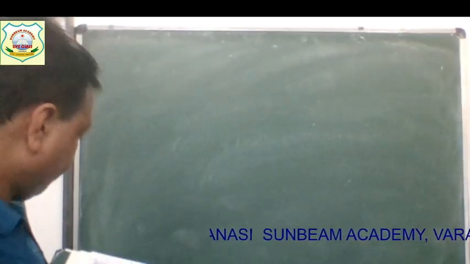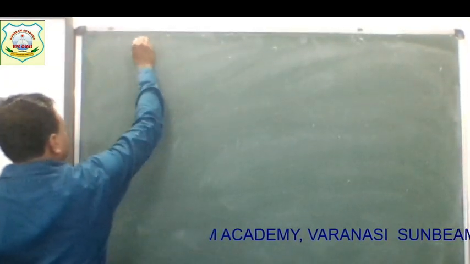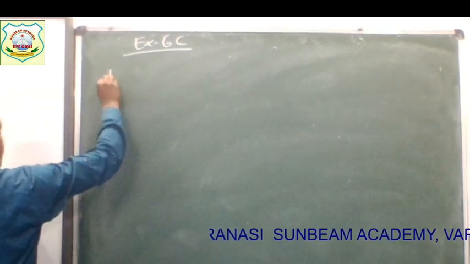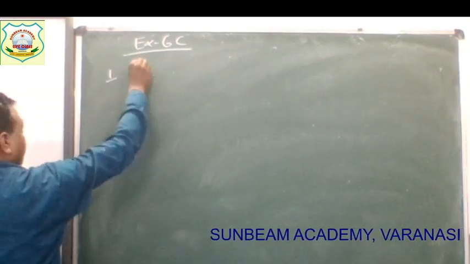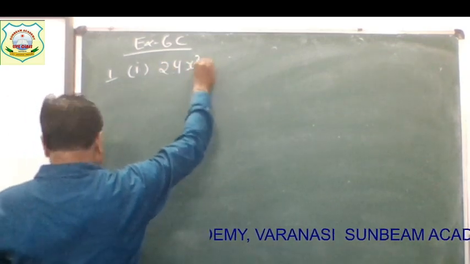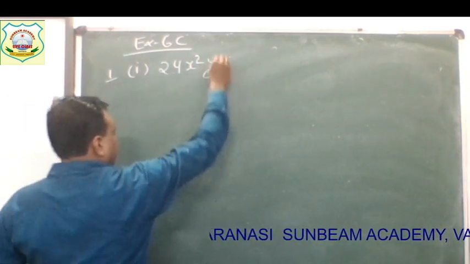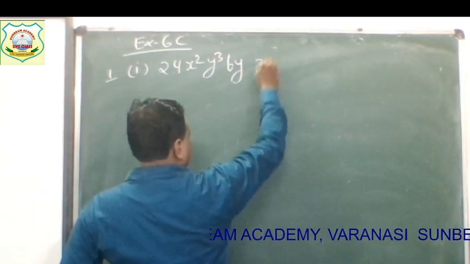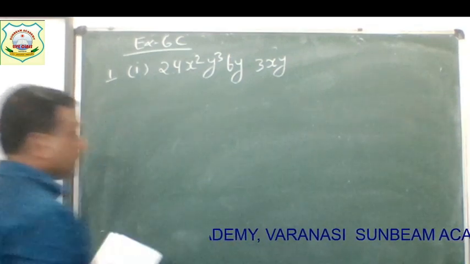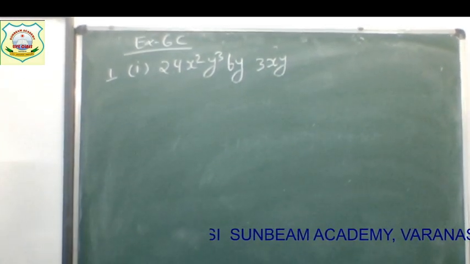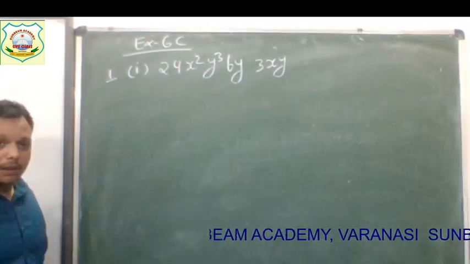Now students, question number 1, exercise 6C. Divide. The first one is given: 24x square y cube divided by 3xy. Such a term we have already discussed in an example, but again we will discuss it here.